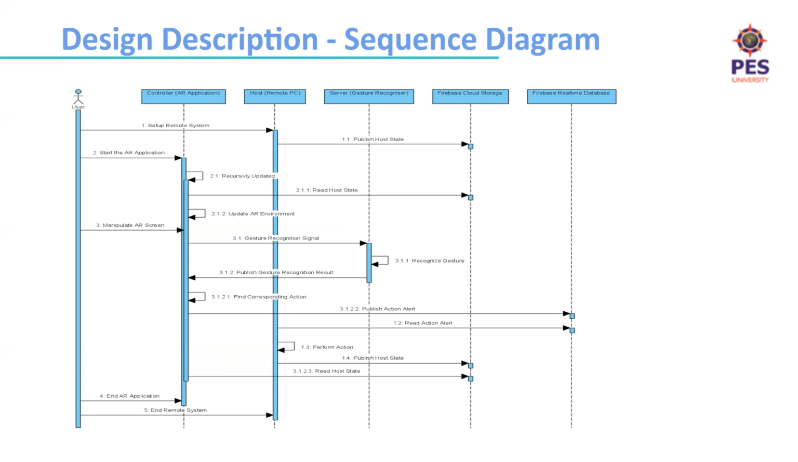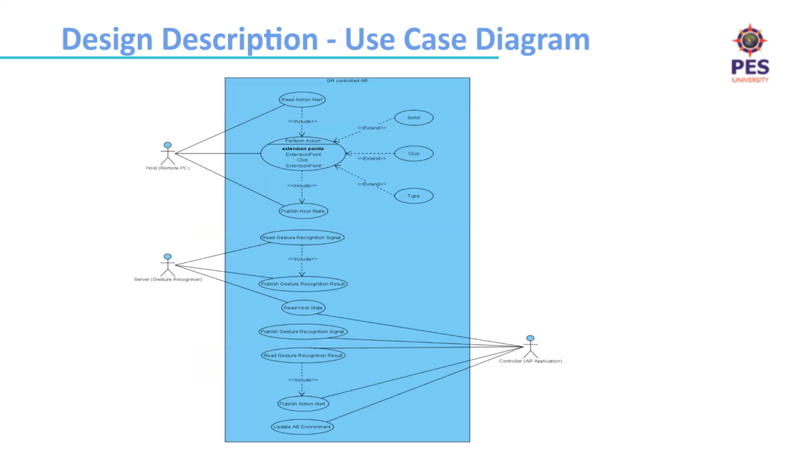So the main users in this whole system are the host, which is the remote PC, the server, which is the gesture recognizer, and the controller, which is the AR application. Each of them has various functions and is independent of each other, which makes the entire system flexible for each component or subcomponent to be replaced.